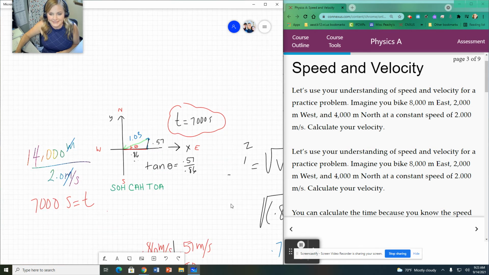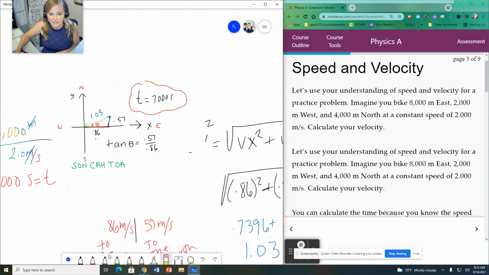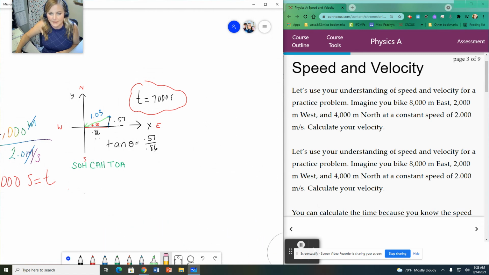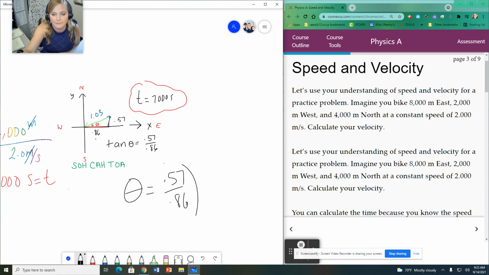In any case, let's do that. I'm just going to get rid of some of this extraneous junk over here because it kind of becomes messy. All right. So we're going to divide both sides by tangent, right? So we have that theta is equal to 0.57 divided by 0.86. I'll put that in parentheses so we know to do that first.